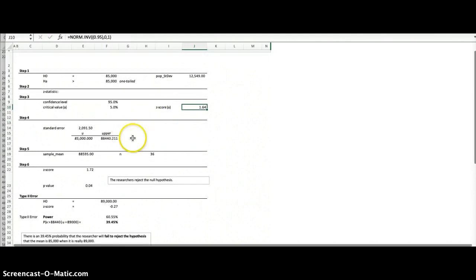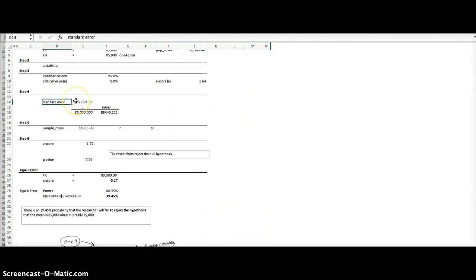Now we are going to find the z-score, which we are going to do by using the NORM.INV formula. And since 95% is the confidence level, we're going to put that as the probability, 0 as the mean, and 1 as the standard deviation because it's a normal distribution. So in the end, we get 1.64 as the z-score.